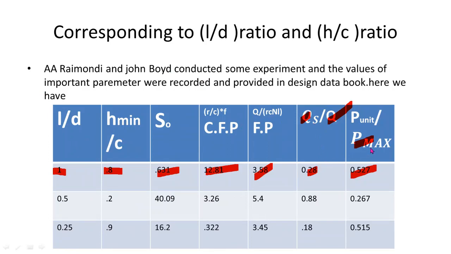And also friend, we can calculate the maximum bearing pressure by using this particular ratio. We will put the value of unit bearing pressure from step number 2 as 0.78 Newton per mm square, and by using this ratio we can calculate the value of maximum pressure.